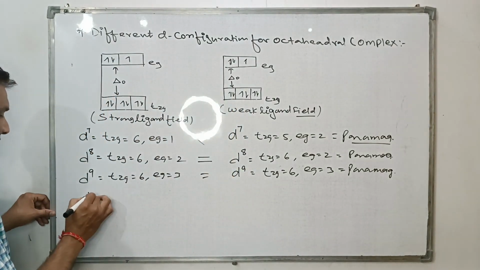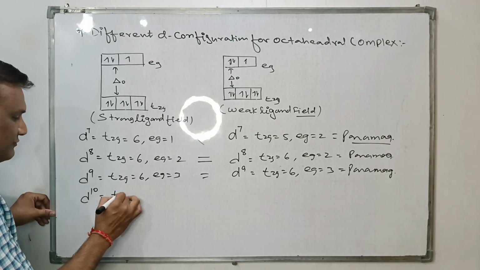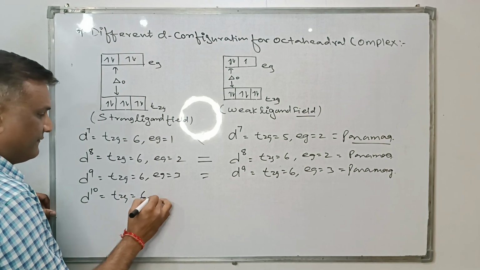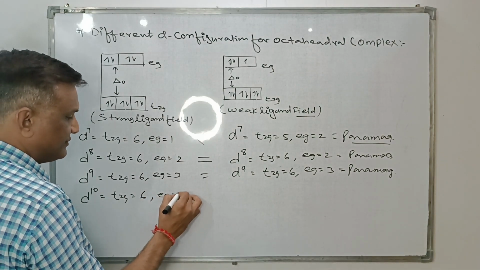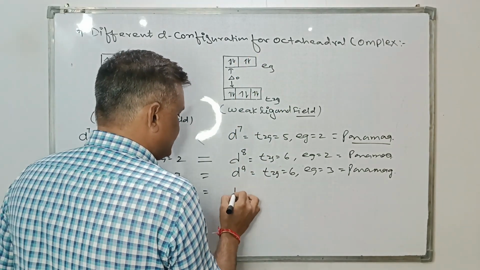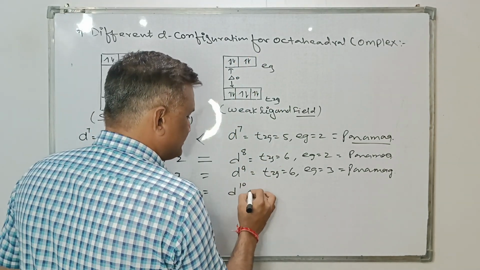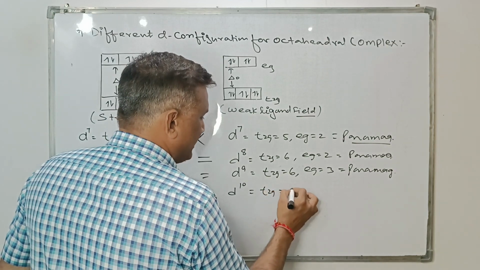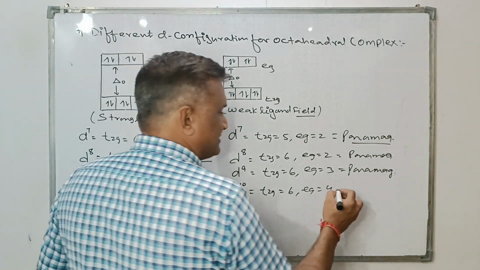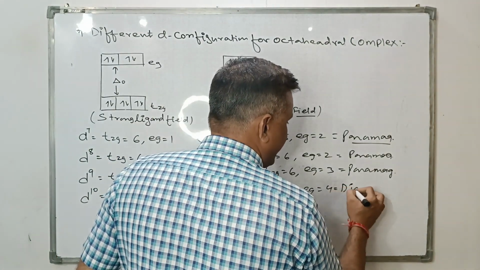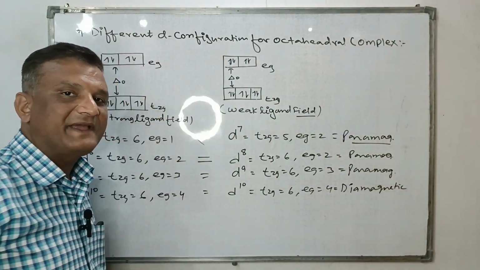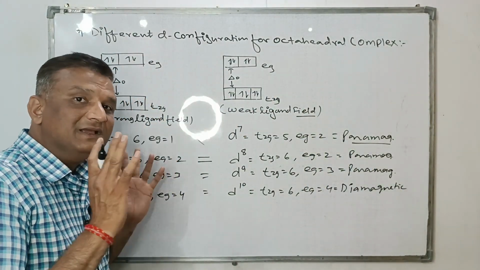For the D10 configuration, T2G is equal to 6 and EG is equal to 4. If you go with this, D10 is also T2G 6 and EG equal to 4. Both will be diamagnetic, so that's why I am writing diamagnetic here. Why? Because both have only paired electrons. All the electrons are paired. That's why both configurations will be diamagnetic.